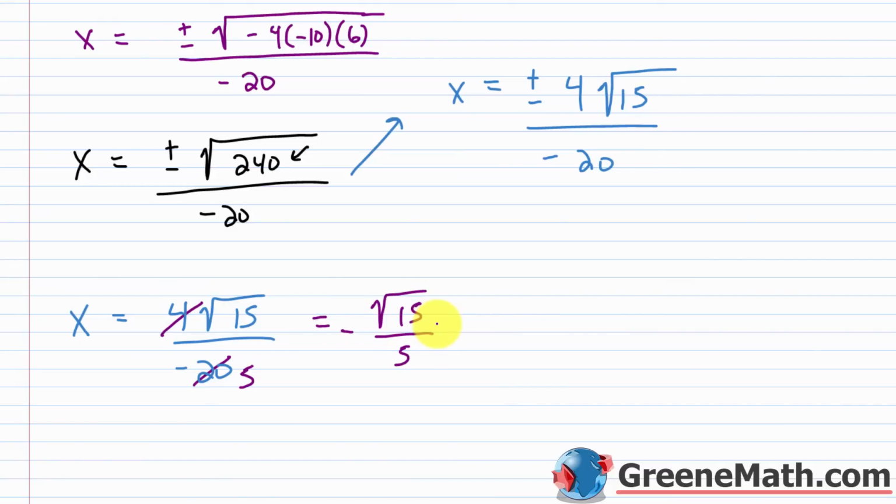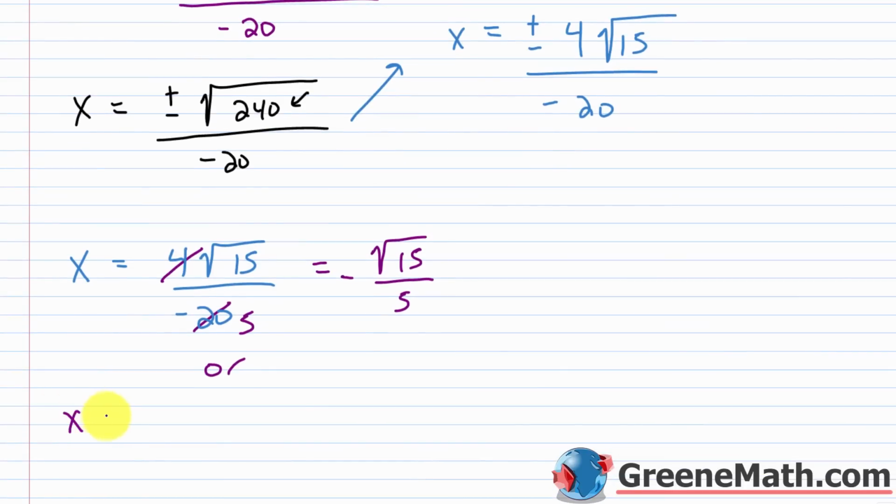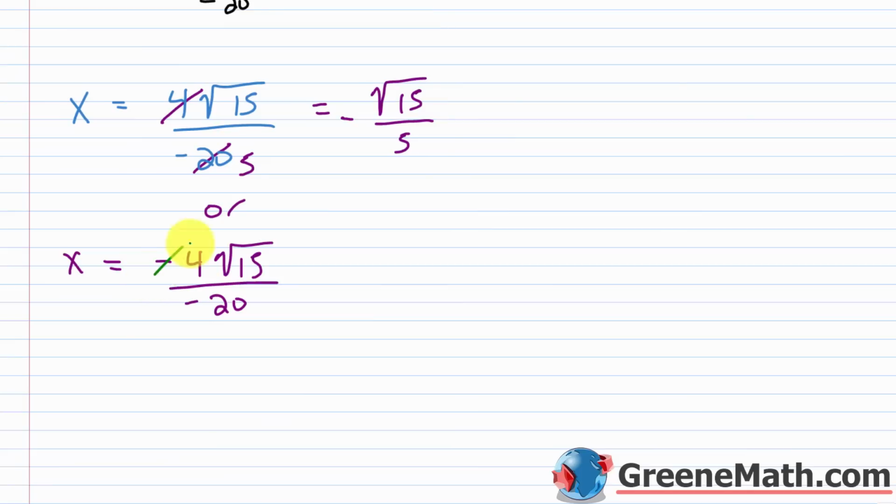And the other one, we'll have x is equal to, in this case, it'll be negative 4 times square root of 15 over negative 20. And we know that in this case, the negatives would cancel. I can cancel this 4 with this 20 and get 5. So I'd have square root of 15 over 5.